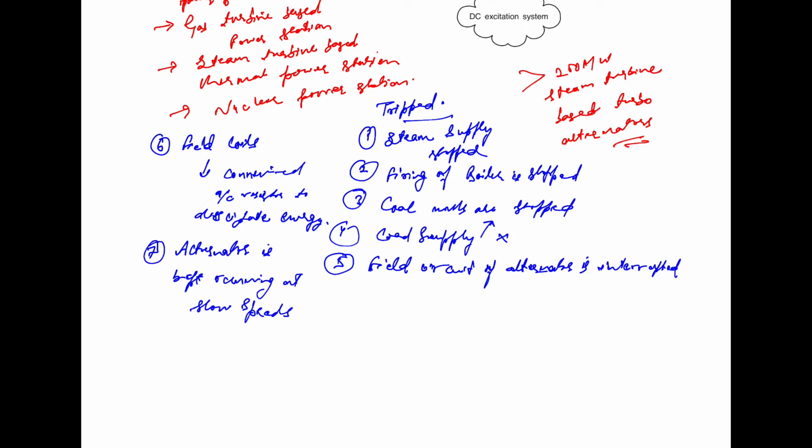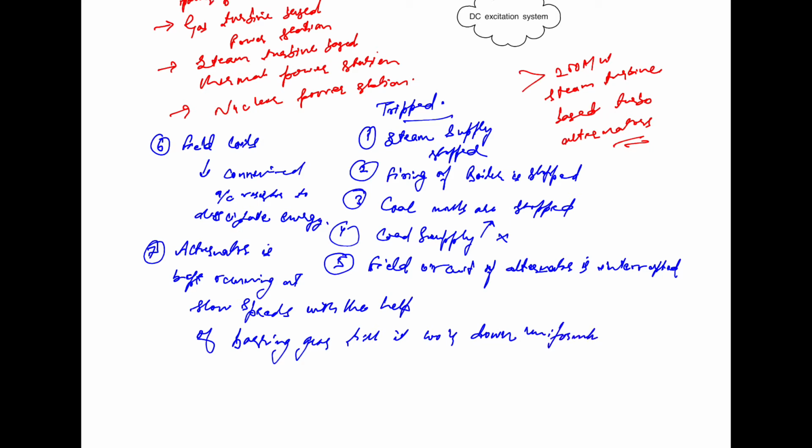The alternator is kept running at slow speeds with the help of the bearing gear, till it cools down uniformly, to avoid uneven expansions.